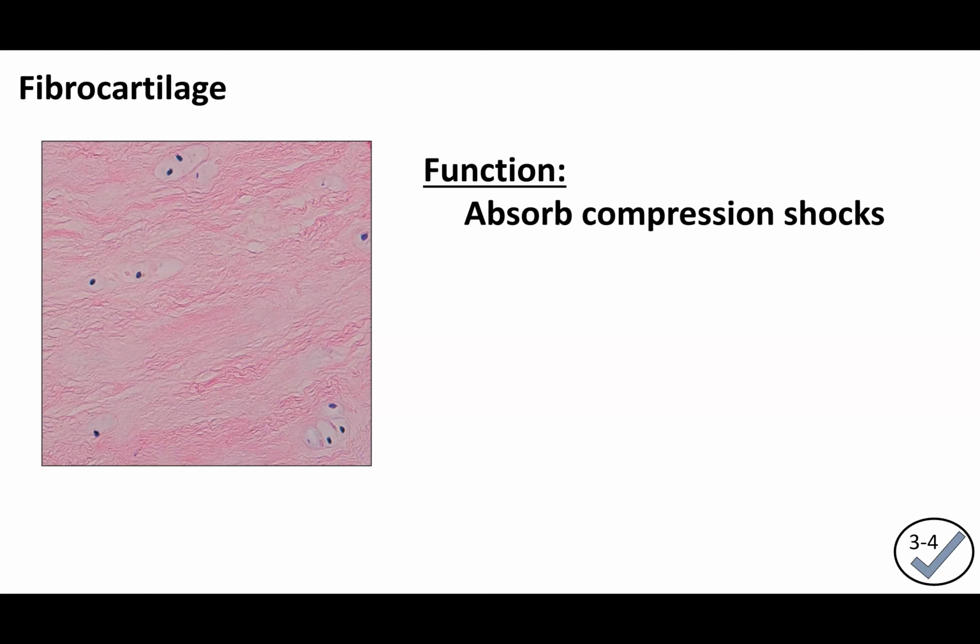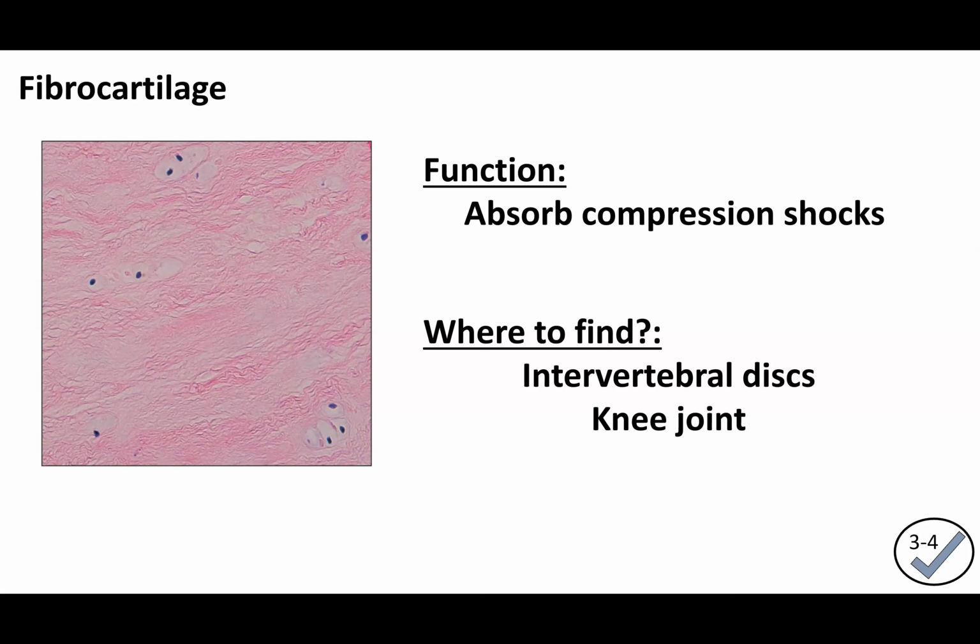So fibrocartilage, because of all this extra collagen it has, it gets to be a little bit more rubbery, so it can absorb compression shock pretty well. It acts like a shock absorber in ways, and so you'll find it in places of the body that need shock absorbing abilities. So places like intervertebral disc and your knee joint, right? When you jump up and down, your knees take on a lot of shock. So the fibrocartilage is there to absorb that compression shock.